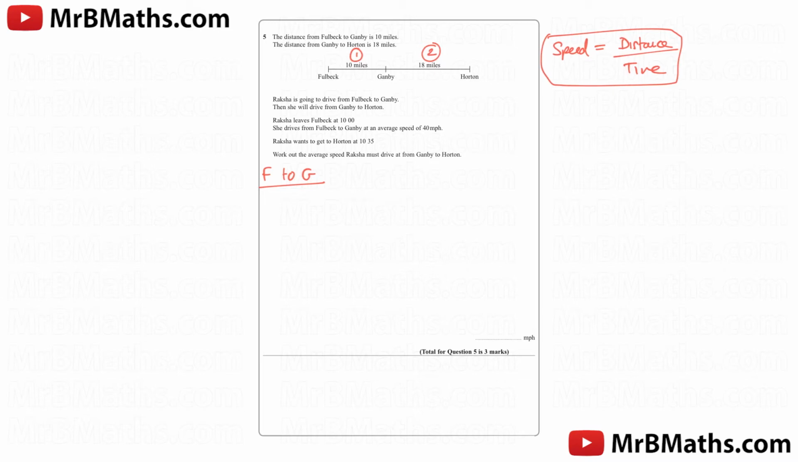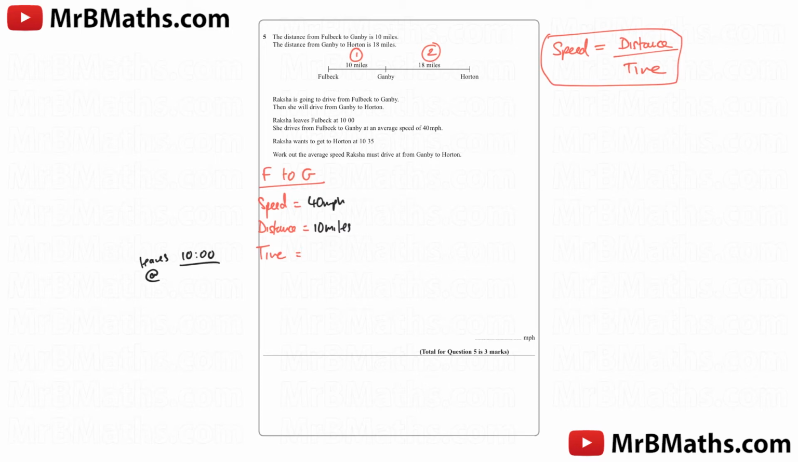So F to G, let's see, what do we have? Let's write speed, distance, and time, and fill in what we know. So we know that we've got a distance of 10 miles. And then do we have a leaving time? No, but we do know that she leaves at 10 o'clock. But we do get a speed, so F to G at 40 miles per hour.